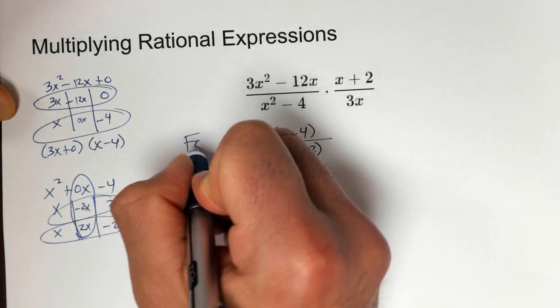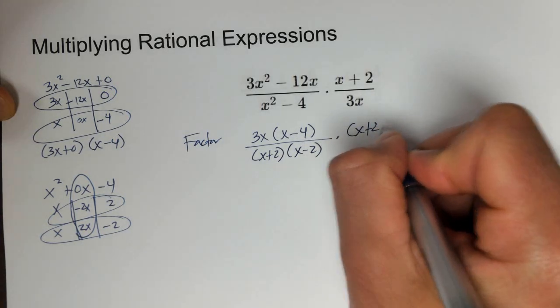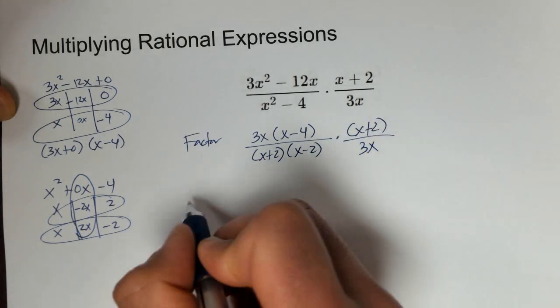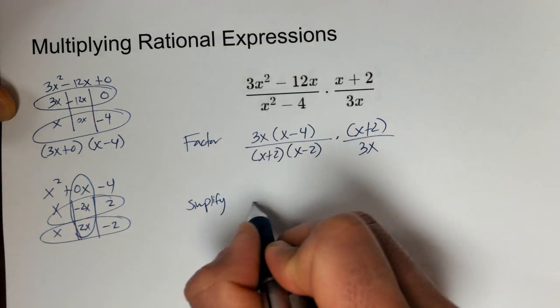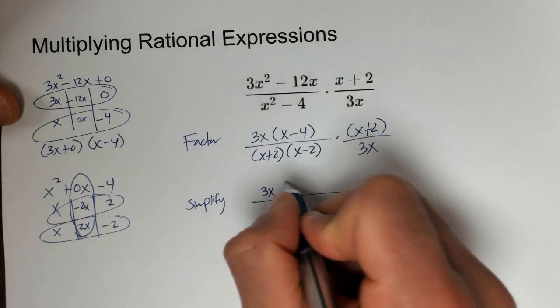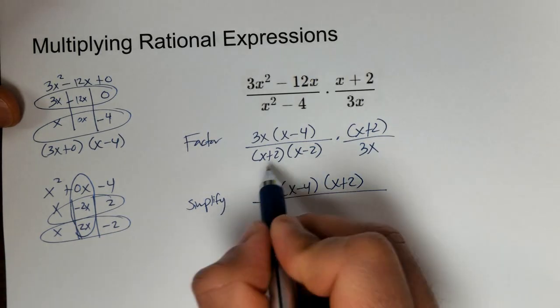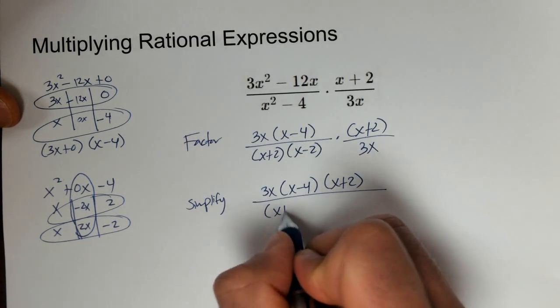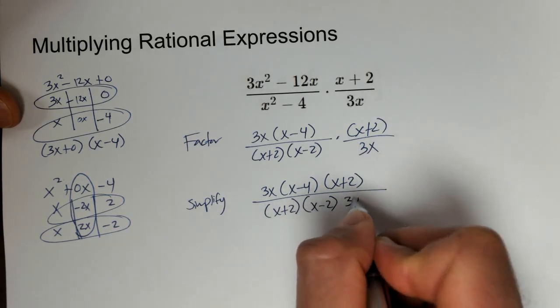First step, factor. Second step, let's combine the two fractions by simplifying. Let's multiply them together. On top, I will have 3x times x minus 4 times x plus 2. And in the bottom, when I multiply everything, I'll have x plus 2 times x minus 2 times 3x.